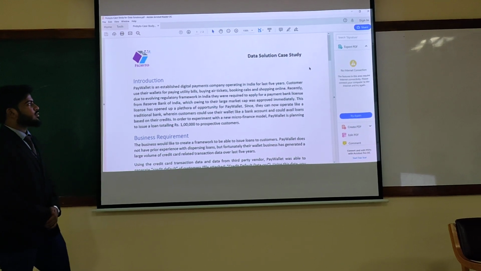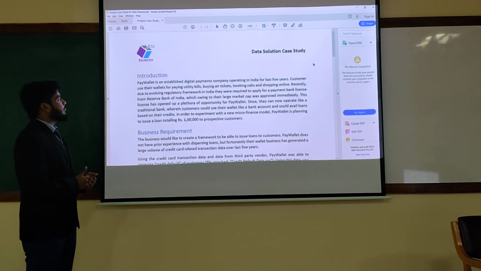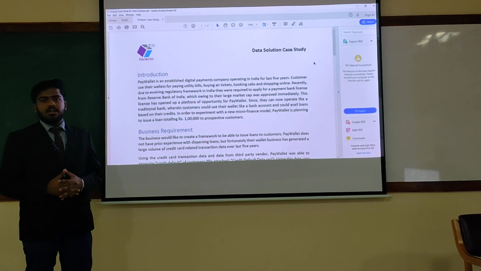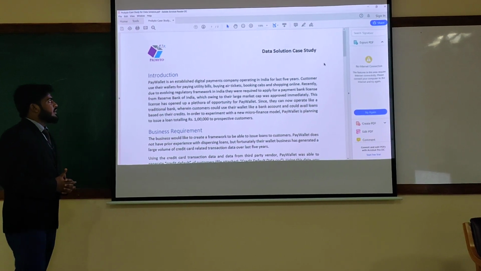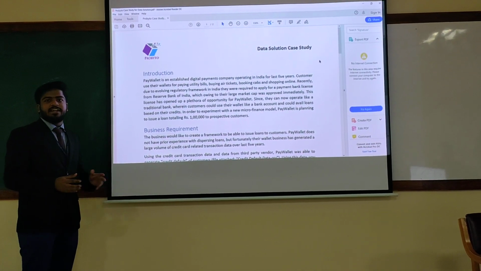So this is the case study which was given to me. The case study on Pay Wallet, which is actually a banking company, or rather an e-wallet. They were facing a problem, which is the best solution in data science.